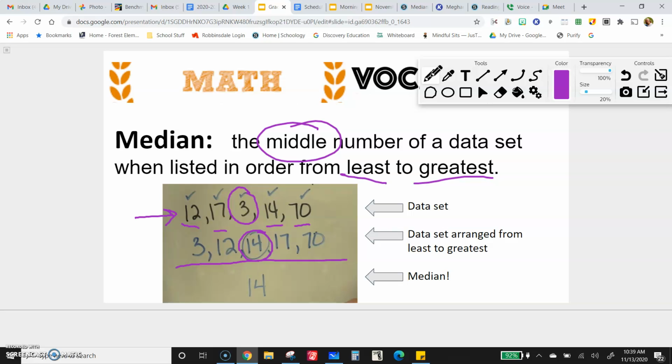It helps that median has a middle, has a D. That can help you remember. Also, like I said, there's a song. Don't worry, you'll learn it in a couple of lessons. It says, hey diddle diddle, the median's the middle. So it can remind you to find that middle number.